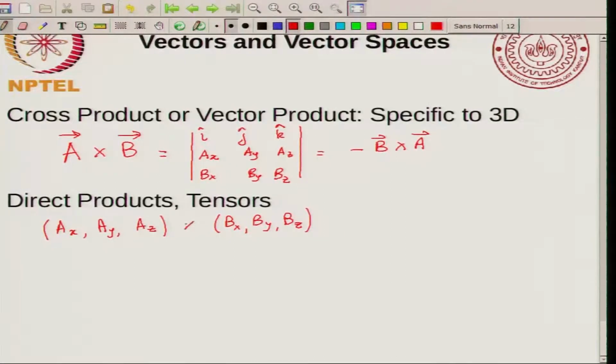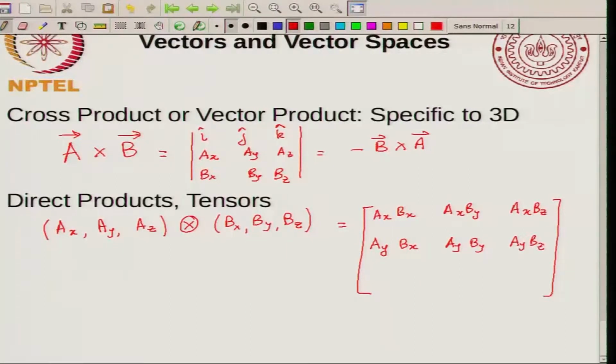But you can define products. So, I will just write the direct product. And again, there are many ways of defining direct products. One common way is to write this as Ax Bx, Ax By, Ax Bz, and then Ay Bx, Ay By, Ay Bz, and Az Bx, Az By, Az Bz. So, what you are doing is taking all possible products, x into x, x into y, and so on, and putting all of them in a matrix. This is referred to as a tensor, a second order tensor.